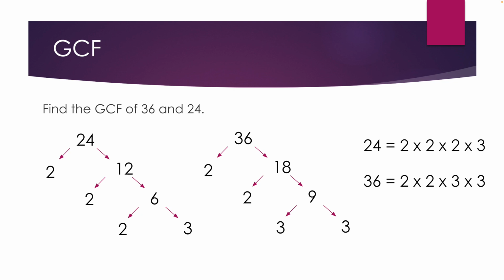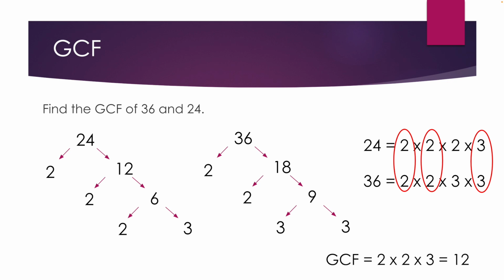So what do they have in common? Well, they have a 2, they have another 2, and they have a 3. What's different about them is that other 2 and 3, that's not common. So I'm going to take the pairs they have in common, and I know that the greatest common factor then is going to be 2 times 2 times 3, which is 12. Okay, so I've taken what's common and I've multiplied that together to get 12. So 12 is the biggest number that goes into both 36 and 24.